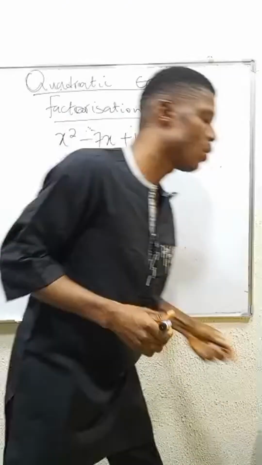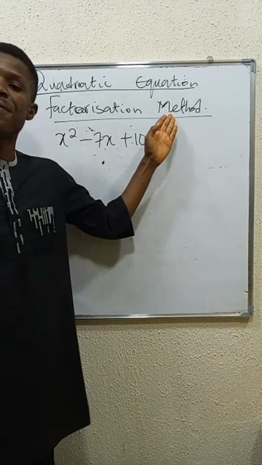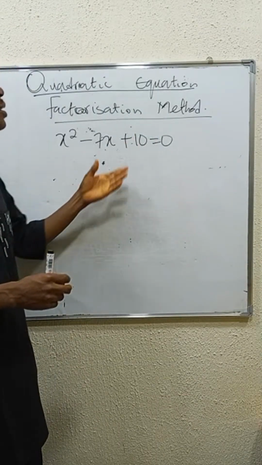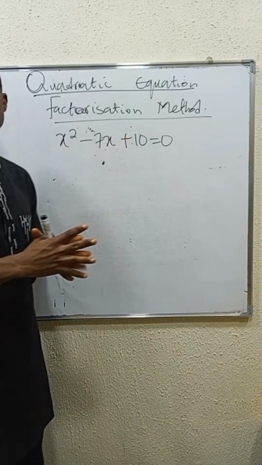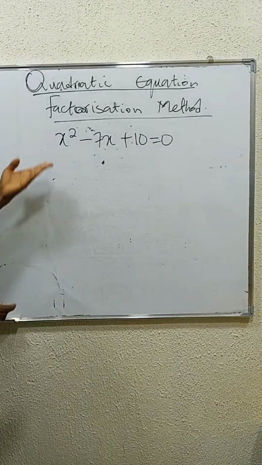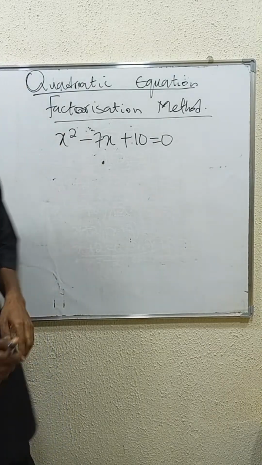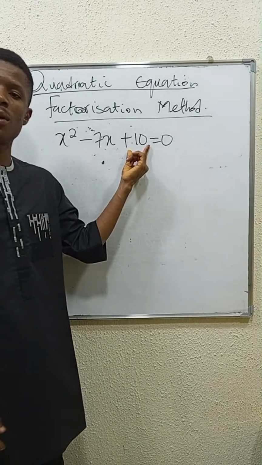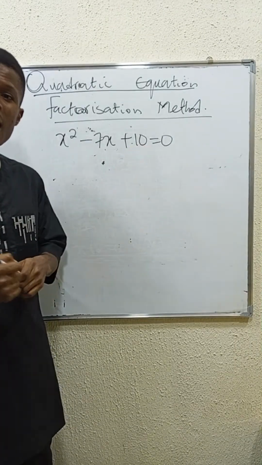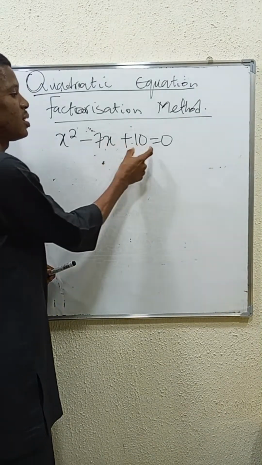Okay, so what do we do here? We are trying to solve for the value of x using the factorization method. So our goal is to express this quadratic equation as a product of two factors. To do that, we observe that the coefficient of x squared is 1. So we think of two numbers that when multiplied together give 10, but when added together give minus 7. Because this is the sum and this is the product.